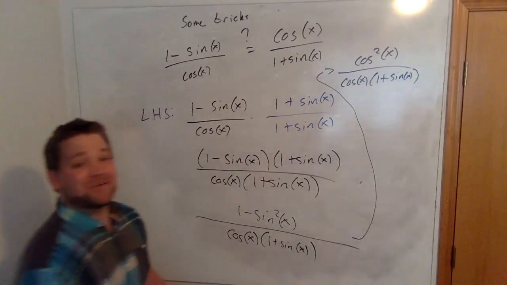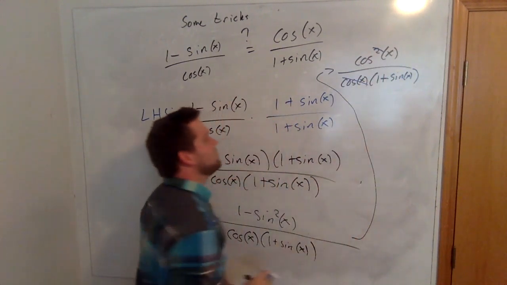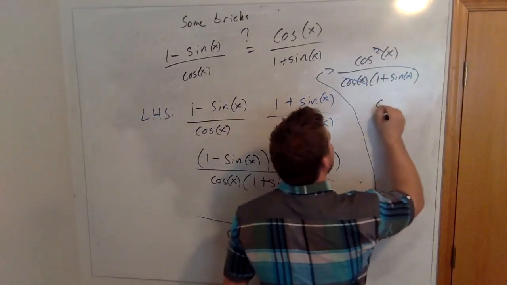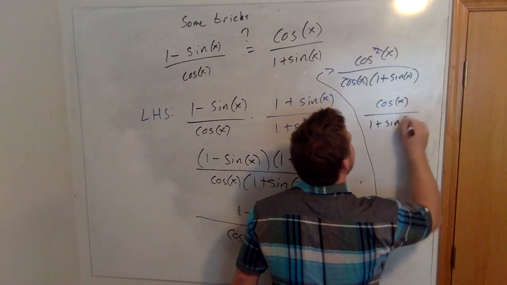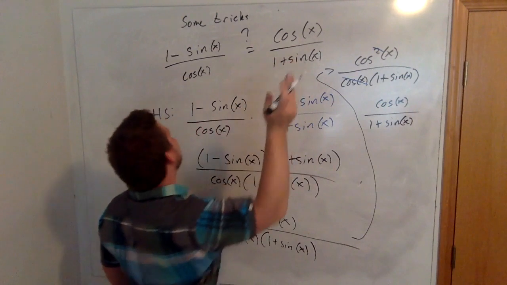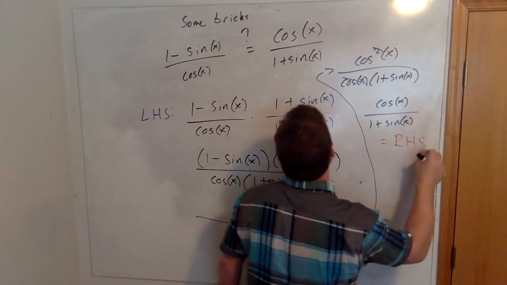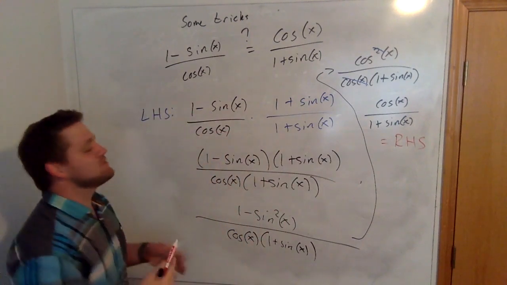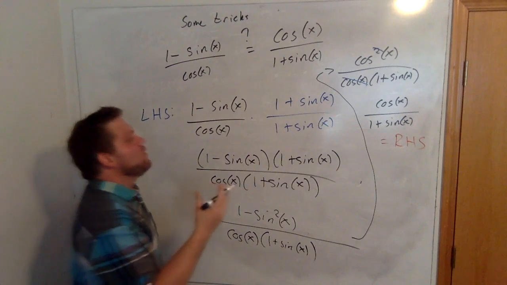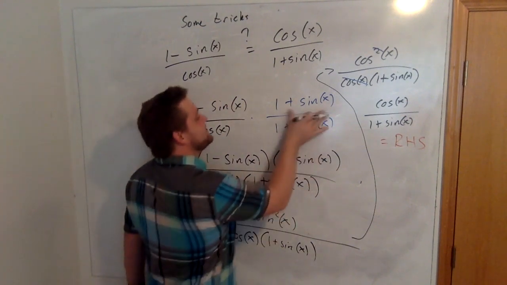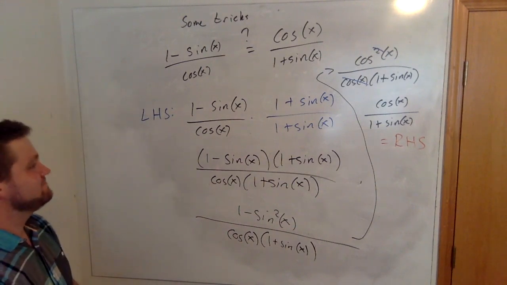Cool. Well, look, this is great because one of these factors of cosine cancels. So we're just left with the cosine of x all over 1 plus sine of x. And what do you know? It's the same as the right-hand side. It's equivalent to the right-hand side. So we just showed that the left-hand side is the same as the right-hand side. It just took some clever multiplication of 1, but we wanted that multiplication of 1 to give us a 1 minus sine squared so we could use a Pythagorean identity. So we're finished.